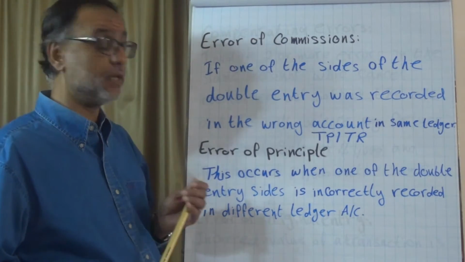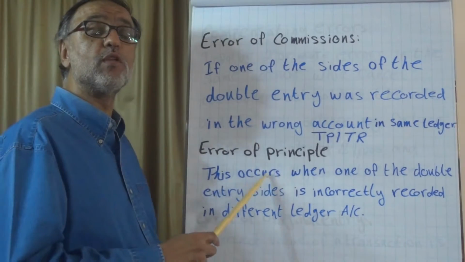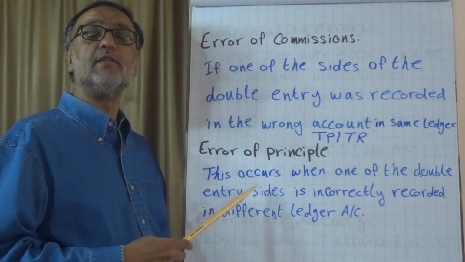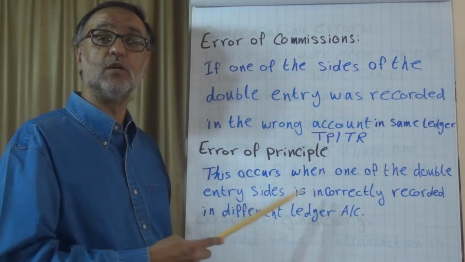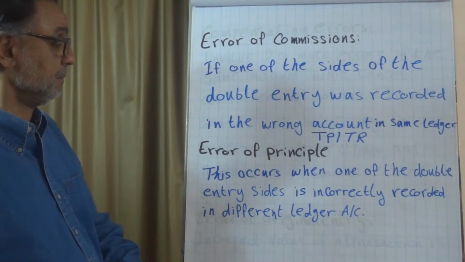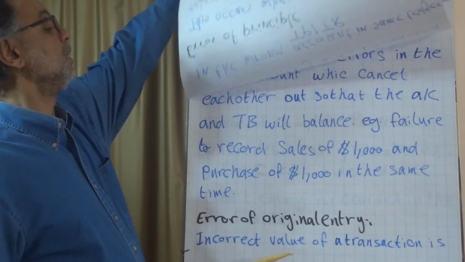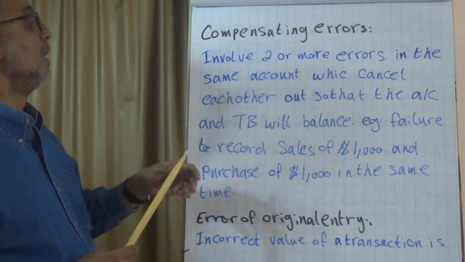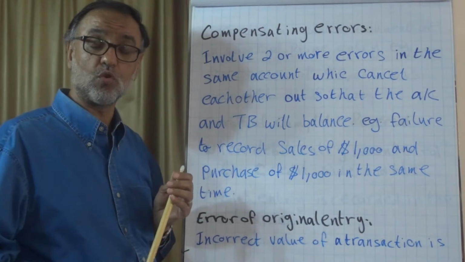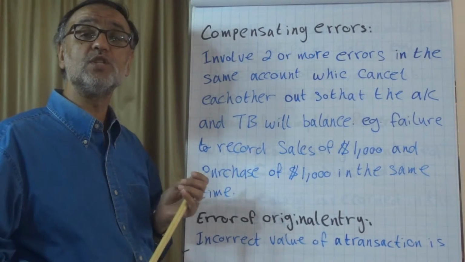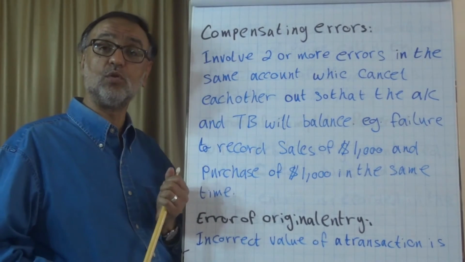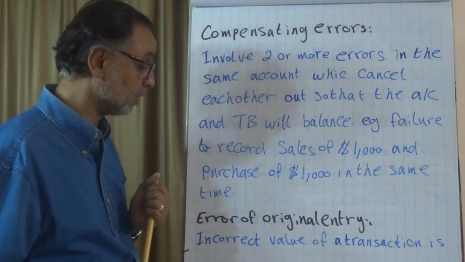Then error of principle. Error of principle is if you post to the wrong account within assets, liabilities, expenses, or income. So if you paid rent and then you post it to electricity or vice versa, this is wrong, but it will not affect the trial balance. Compensating errors involve at least two errors or more. If you made a mistake in the sales and a mistake in the purchases of the same amount, it won't affect anything, but still, the total sales will be wrong and total purchases will be wrong.